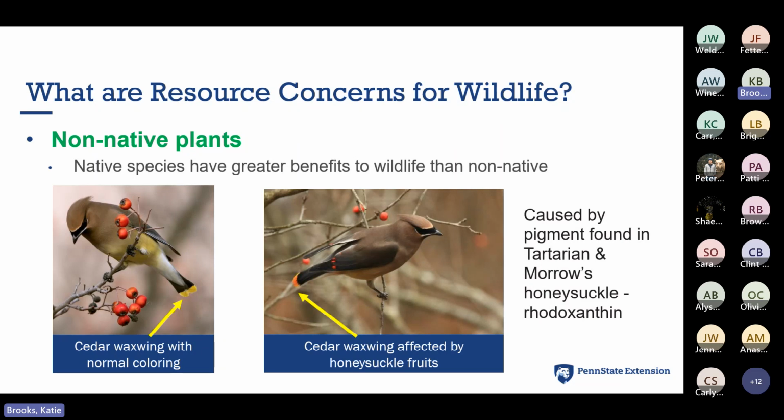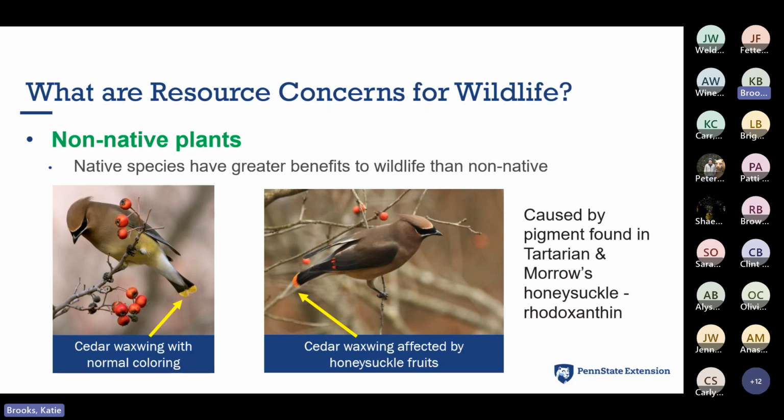Originally they started to think it was maybe hybridization with a different species of flickers that have red coloration. But then a new hypothesis was that the red color was caused by a pigment found in the berries of invasive honeysuckle shrubs. Tartarian and Morrow's honeysuckle were found to have this red pigment called rhodoxanthin, and when these flickers and also cedar waxwings, which are in these pictures here, ate these berries, their coloration started to become more red as opposed to yellow.